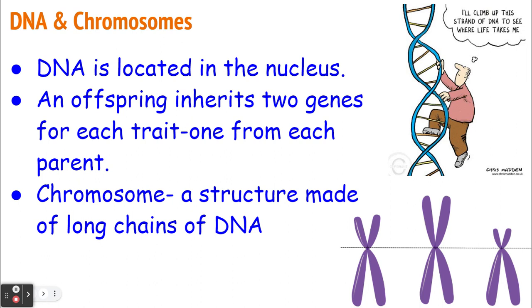Okay, DNA and chromosomes. DNA is located in the nucleus, and any offspring inherits 2 genes from each parent, one from each parent. So remember, this is sexual reproduction we're talking about here, where we get 2 sets of genes from each parent. Asexual, it's only one parent, one set of genes. Chromosomes, a structure made of long chains of DNA. Chromosomes are the X-looking things down here. This is DNA, the ladder-shaped item.